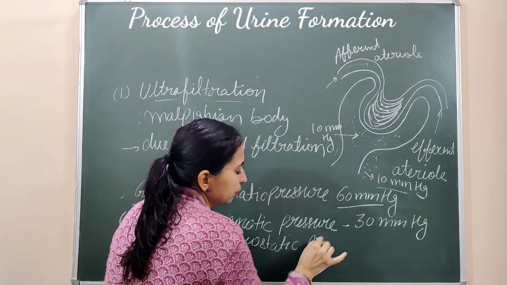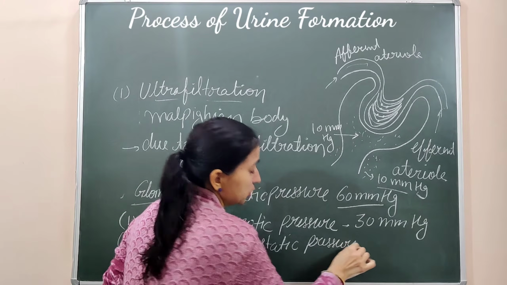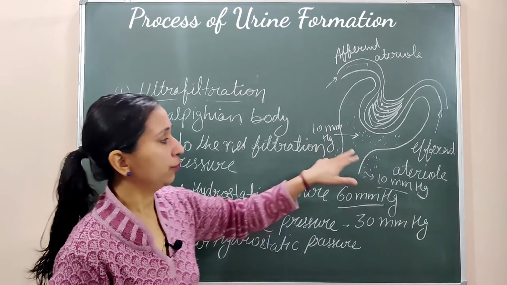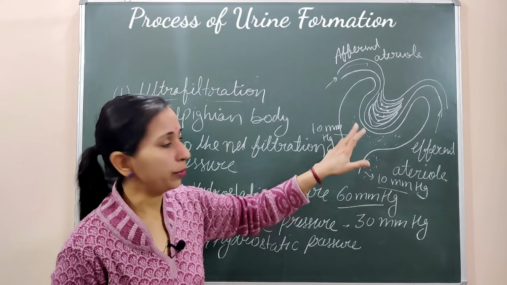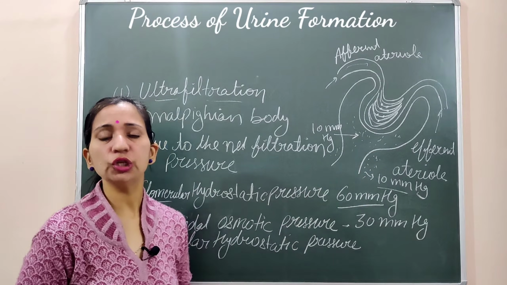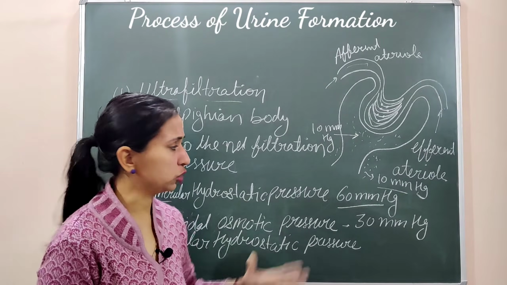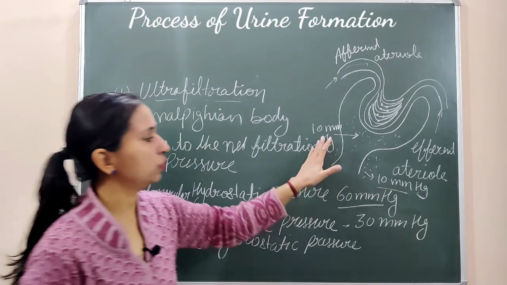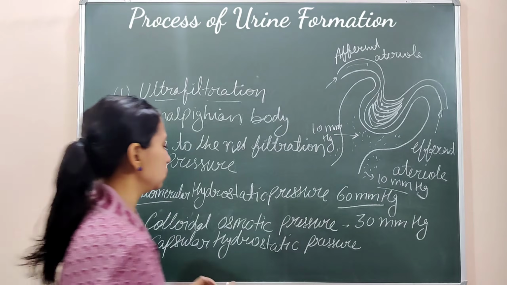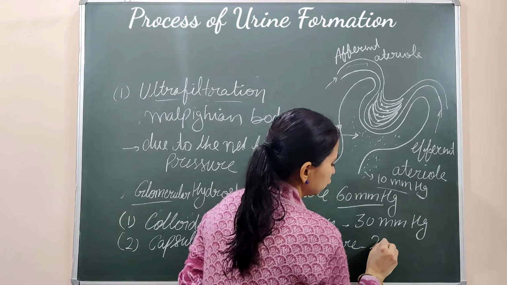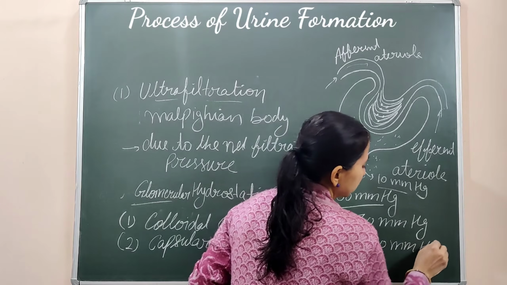If you are asked individually what causes the capsular hydrostatic pressure, these 2 fluids are responsible: the fluid already present in the lumen of Bowman's capsule, and the interstitial fluid present in the interstitial space. So 10 mm Hg is this one, 10 mm Hg is this one, so we can say the capsular hydrostatic pressure is 20 mm Hg.